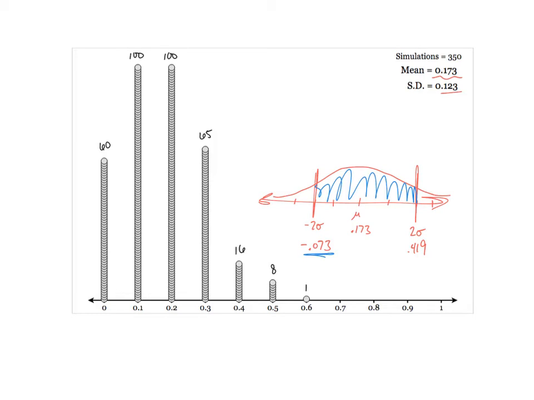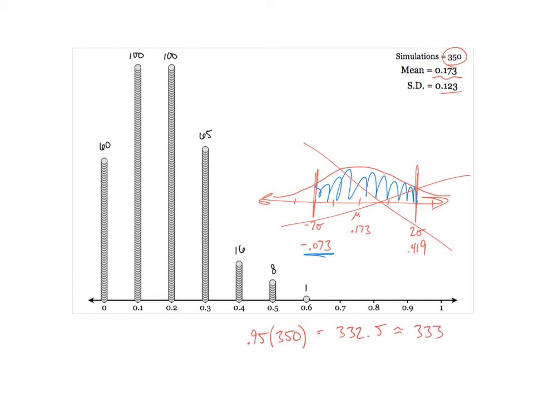Now we don't necessarily know if this data is normally distributed, so we're going to do our own little version of this. This is what we would do if the data is normally distributed, but since we're not sure about our data, we're just going to take the middle 95% of the actual data that we see here. What does that mean? If we have 350 simulations, I have to take 95% of 350. I multiply 0.95 by 350, and that gives me 332.5, which I will round up to 333.